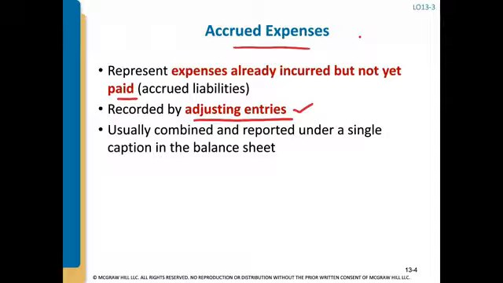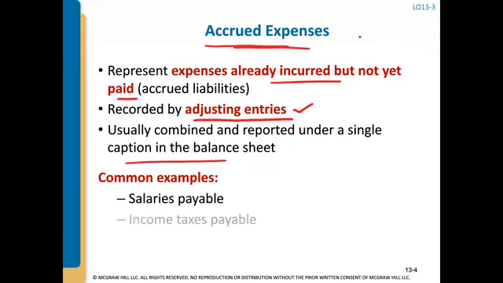Adjusting entries are just normal journal entries with a debit and credit, except that they are booked at month end, quarter end, or year end to accrue for those expenses that have been incurred but not yet paid. And they're usually combined under a single caption in the balance sheet, so you won't see the different types of accrued expenses broken out on the face of the balance sheet, typically just as accrued expenses. Some common examples of accrued expenses are salaries payable, income taxes payable, and interest payable.